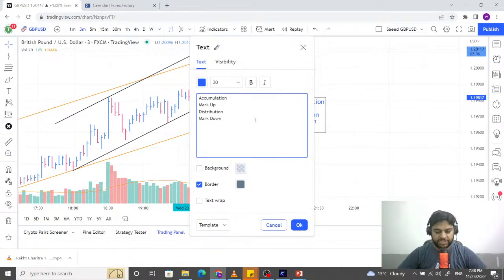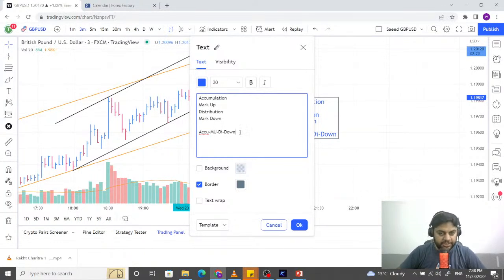There is a tip I'm going to share with you, and the tip is that you take a Q from accumulation. You just take a Q and then a hyphen. Then you take MU from markup, because markup, MU capital. Then you have distribution. So you just take DI, distribution DI. And then you have down, you take the full down. So this is accumulation, markup, distribution, and then markdown.